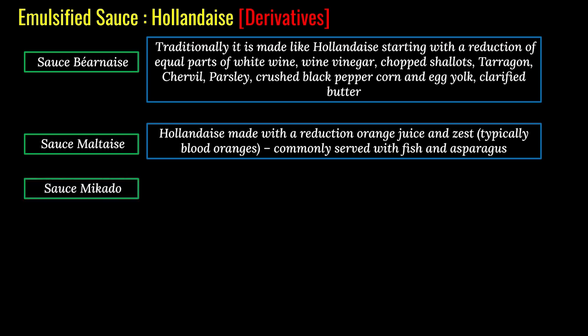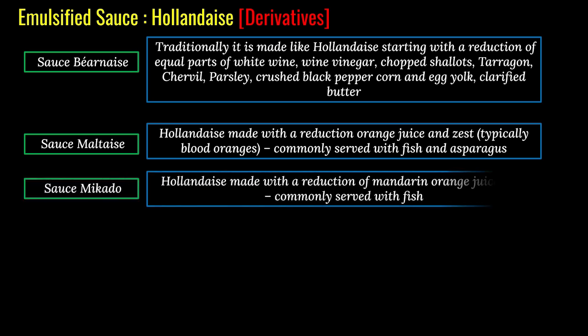Sauce Mikado. What is that? Hollandaise sauce made with a reduction of mandarin orange juice and zest, commonly served with fish. Let's see that in the reduction process, we are doing some changes over there and then make it like Hollandaise sauce. The process is very, very simple.